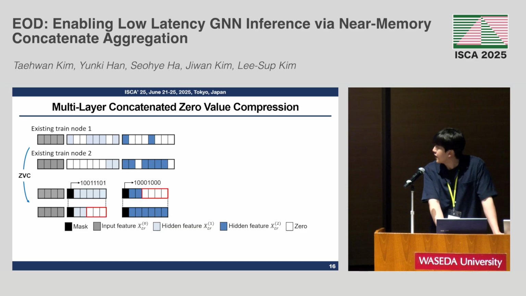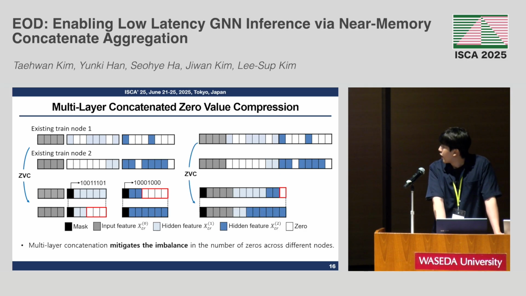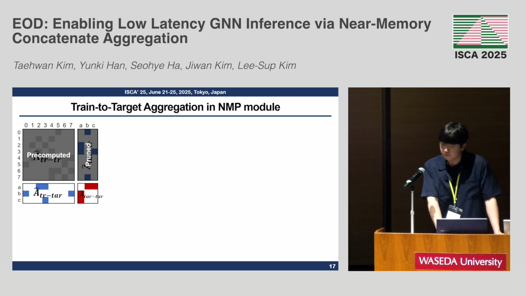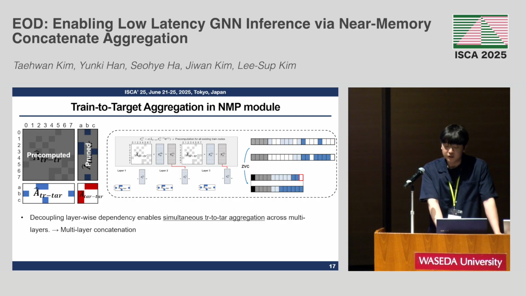We observed that concatenating the features from all layers helps us mitigate the imbalance in the number of zeros across different nodes. Decoupling the layer-wise dependency allows us to perform train-to-target aggregation simultaneously across multiple layers, which in turn enables multi-layer concatenation.